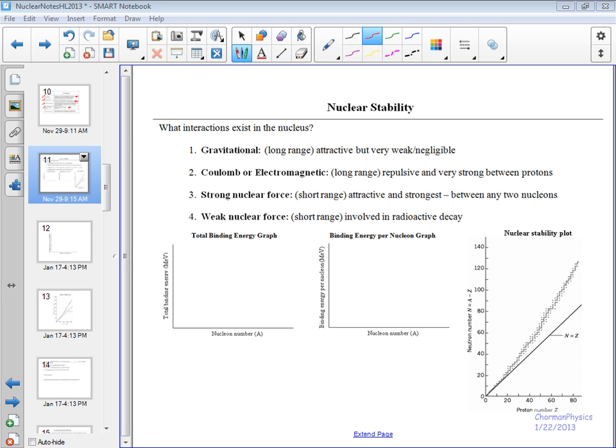Let's think about really quickly the fact that a nucleus is made up of just a bunch of positive charge. So how is it that all this positive charge isn't blowing the nucleus apart?